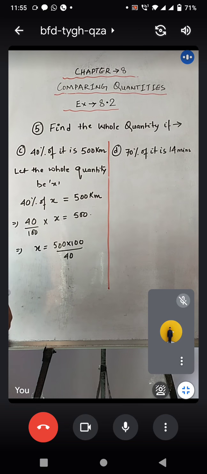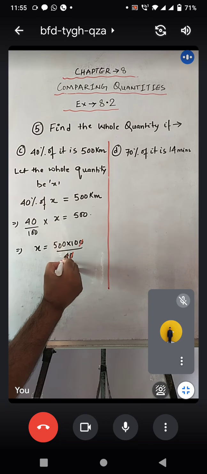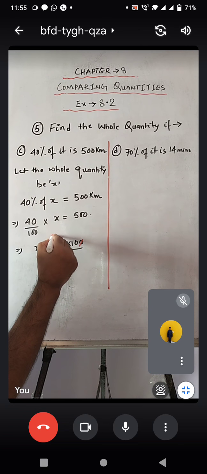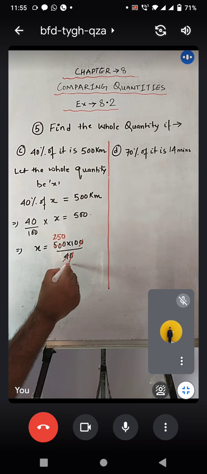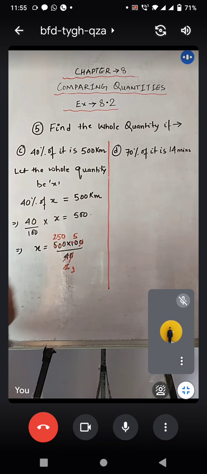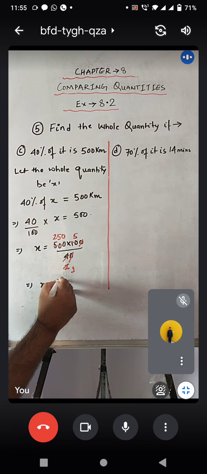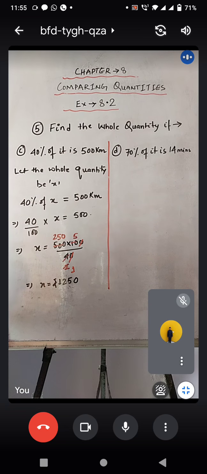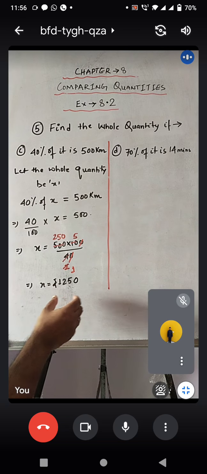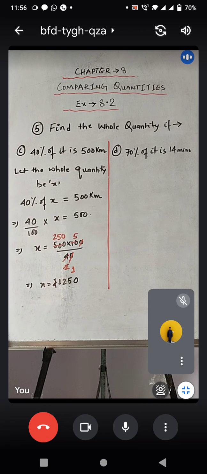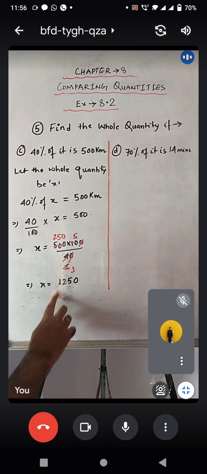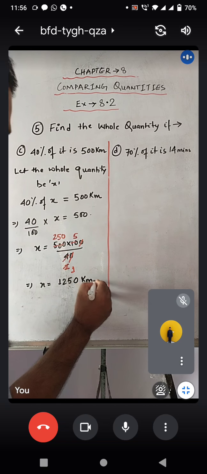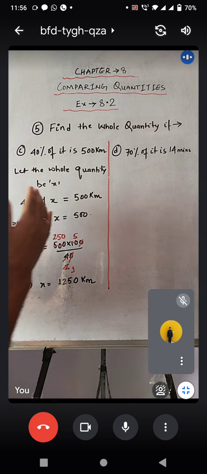Okay, now let's reduce the zeros first, these two. Now 2 2s are 4, 2 250s are 500, 2 ones are 2, 2 5s are 10. So if you multiply 250 and 5, you'll get the answer as 1250. So the whole quantity for sum number C is 1250. That is 1250, not rupees, sorry, the answer would be in kilometer form. Okay, now let's move on to sum number D.